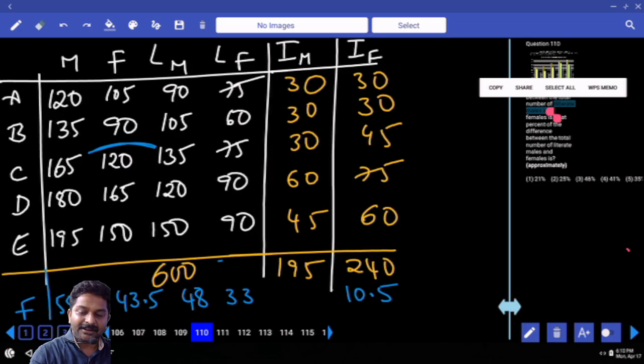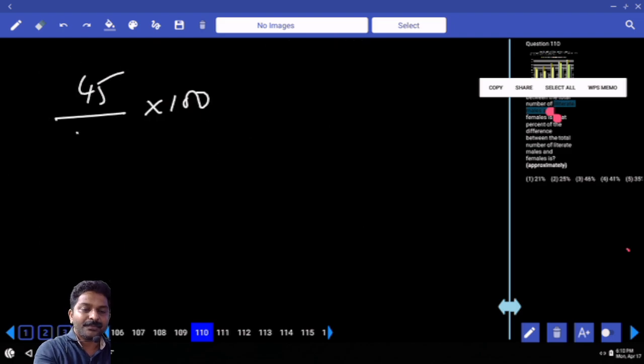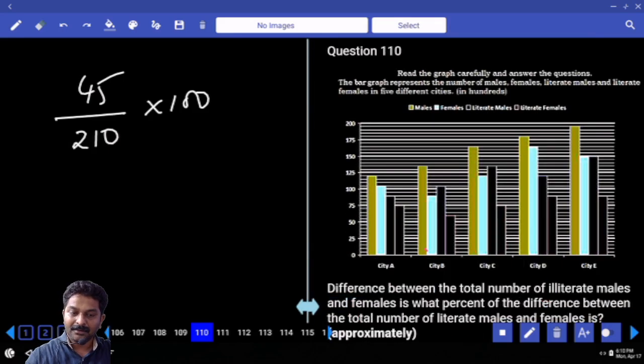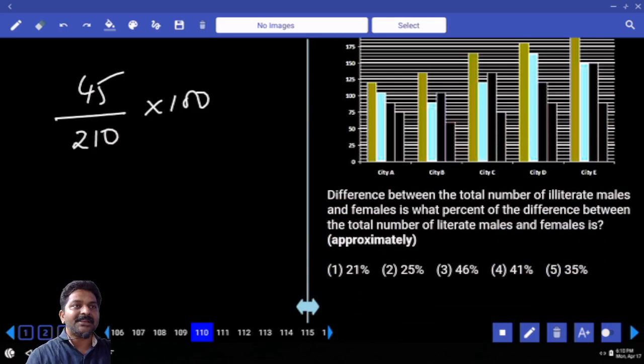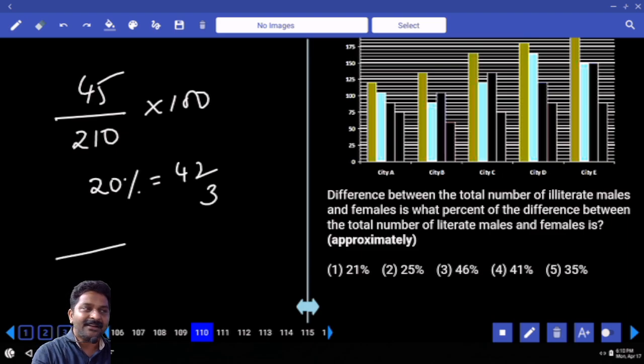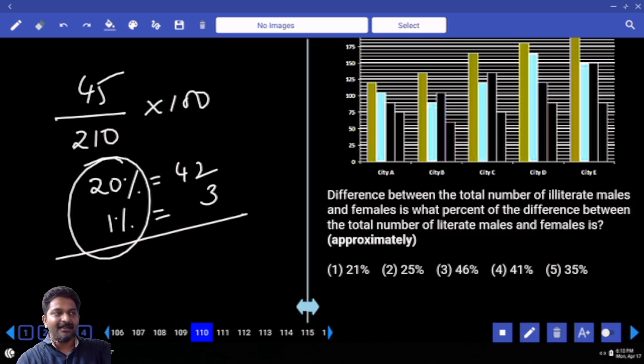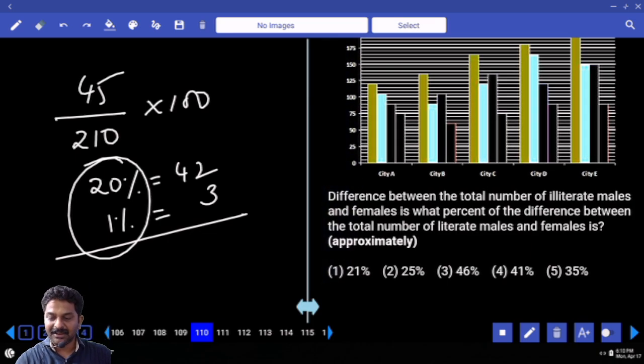45. Here we got 390. In the denominator we have to write the difference between literate male and female. How much is the difference? 210. What is 10% of the denominator? 20. And what is 20% of it? 40. So when 20% is equal to 42, still you need to add 3, right? Which is a little bit more than 1% only and less than 2% only. So the answer must be more than 21, less than 22. Approximate answer, either 21 or 22, you can go for it. 21, first option.